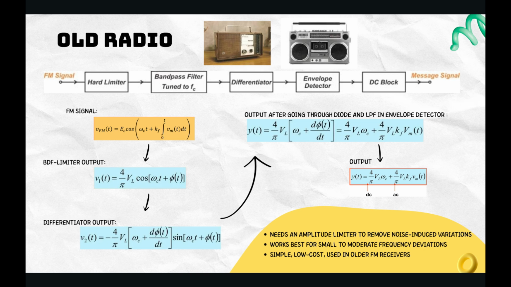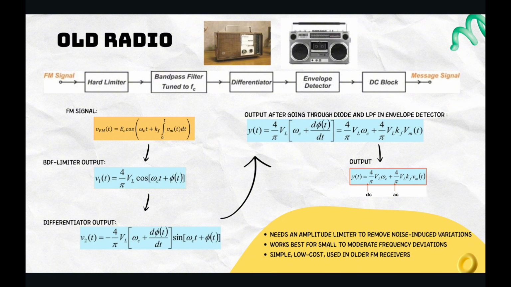For the mathematical part, firstly, the FM signal with lots of noise in the air is caught by the antenna and enters a hard limiter, which aims to remove the noise. It will then pass through a bandpass filter tuned to the carrier. This keeps only the part of the signal we actually need for demodulation.